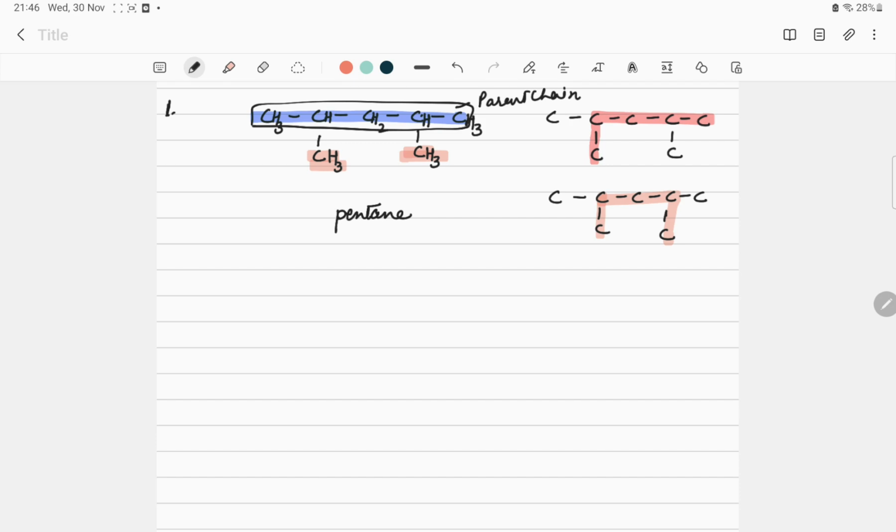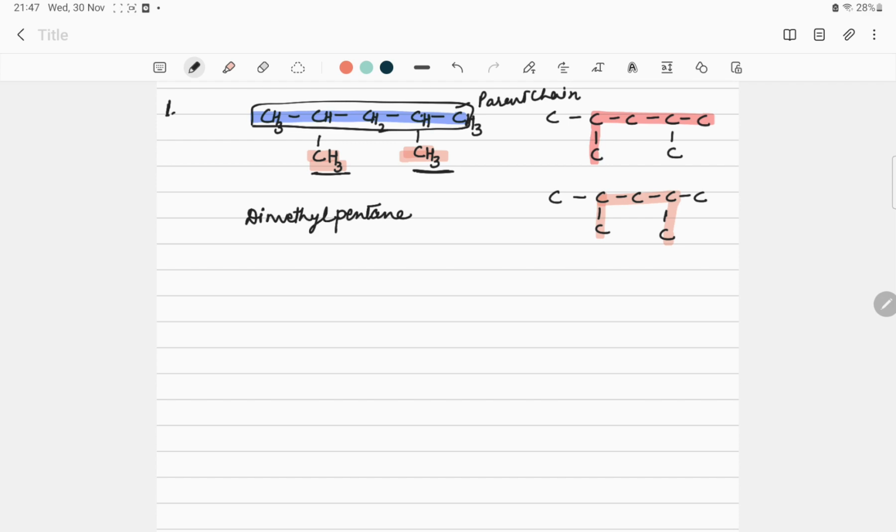Now the next step is to identify the substituents and name them. The substituent has one carbon, so it is methyl, and this is again methyl. So both substituents are methyl. How do we write the two substituents? Both are the same substituent. If the same substituent is repeated more than once, then we use the numerals di, tri, tetra, penta, etc., depending upon how many times the substituent is repeated. So the name of this is going to be dimethyl pentane.